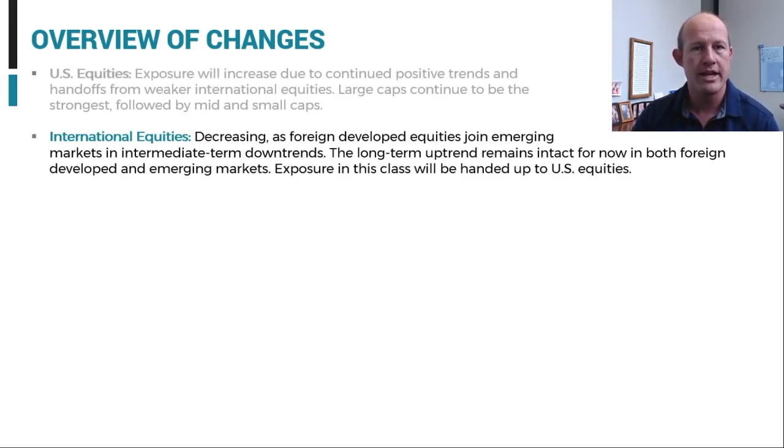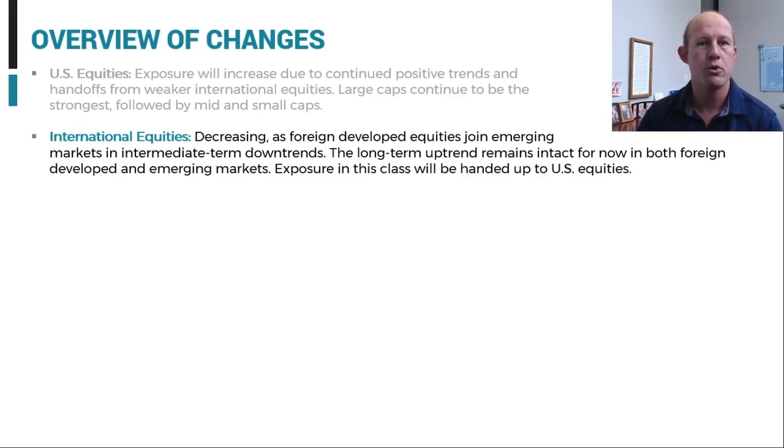Emerging market stocks remain in an intermediate term downtrend, very close to a long-term downtrend, but not quite there. We've reduced exposure there a few months ago, and that exposure remains underweight. And we're now underweight foreign developed stocks. There's an intermediate term downtrend there. The long-term trend remains intact, but all that exposure that was pulled from emerging and now pulled from foreign developed is being pushed up to US.